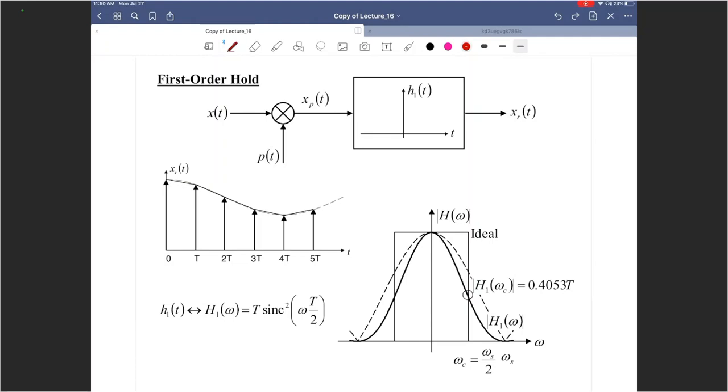The last thing is first order hold. What should be the first order hold? Or, you know, what do you call it? We called it linear interpolation. What should it be? Should it be like this? Is that okay?